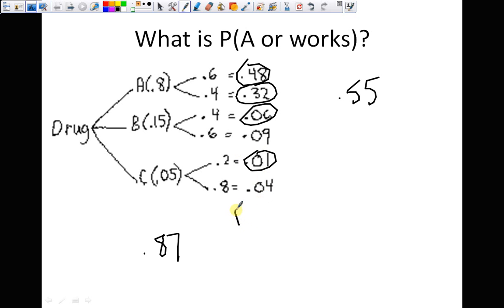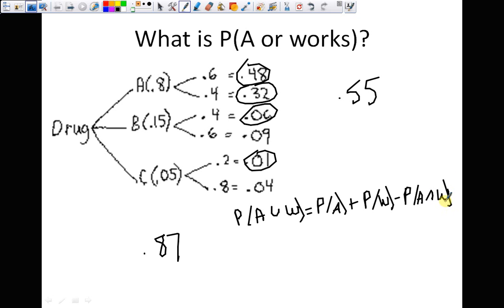Okay, so we also could think about this as a probability formula. A probability of A or works. And we should remember that that's the probability of A plus the probability of works minus the probability of A and works. Now take away that joint probability. So let's think about this.